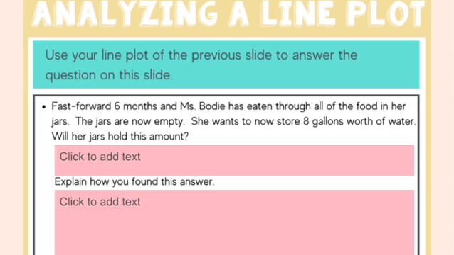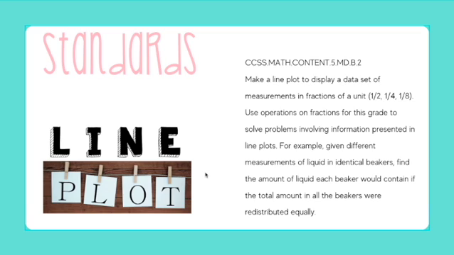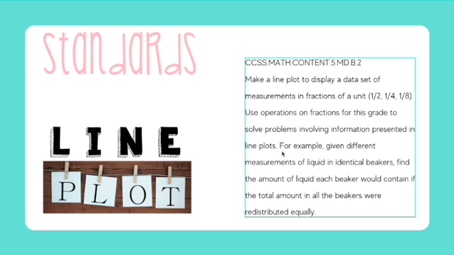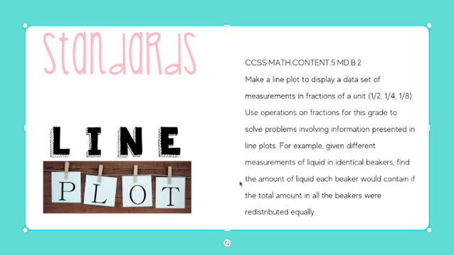Kind of going back to this Common Core standard, let's look at this real quick. This 5th grade Common Core standard, you can look at this for example. It says, for example, given different measurements of liquid in identical beakers, find the amount of liquid each beaker would contain if the total amount in all the beakers were distributed equally. This is averages, guys, without using the word average. So that last question that I showed you where they had to add up the total amount, they will have to do that, and then they will have to divide it by the number of data points.